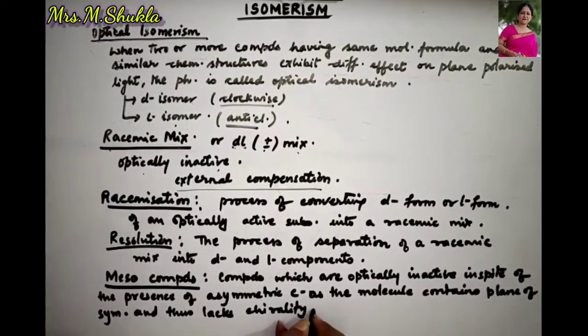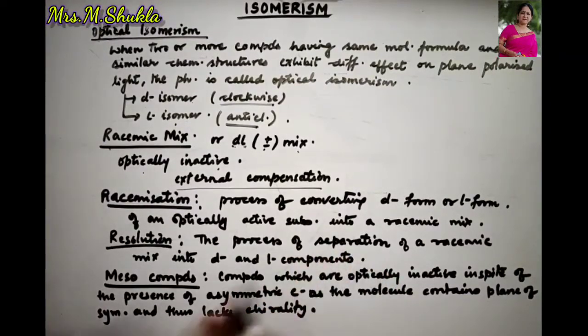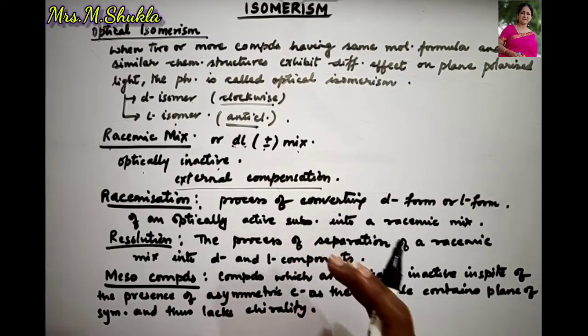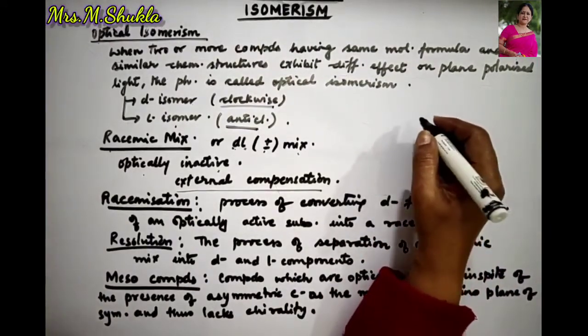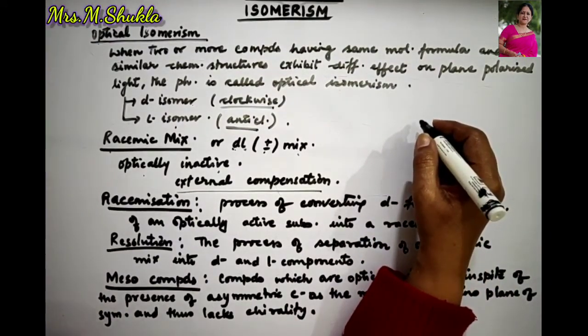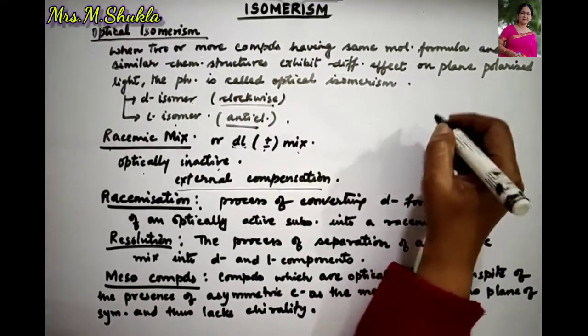Okay, the rotation caused by the upper half of the molecule is equal but opposite to that caused by the lower half of the molecule, and they are compensated by one another. So for example, I am showing it to you over here with meso tartaric acid, right?